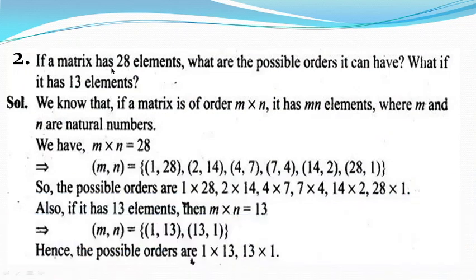Question number 2. If a matrix has 28 elements, what are the possible orders it can have and what if it has 13 elements? So, students, you must be knowing how to find the possible orders. What we have to do, we just have to find the factors of 28 and then we have to make the possible orders. Like 1 cross 28 means 1 row and 28 columns, 2 rows and 14 columns, 4 rows and 7 columns, and then we can swap these orders. And same way we can find for the matrix which has 13 elements.